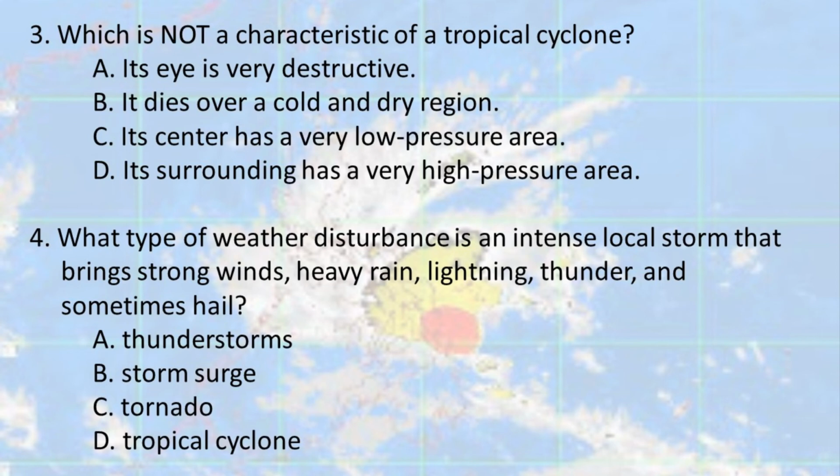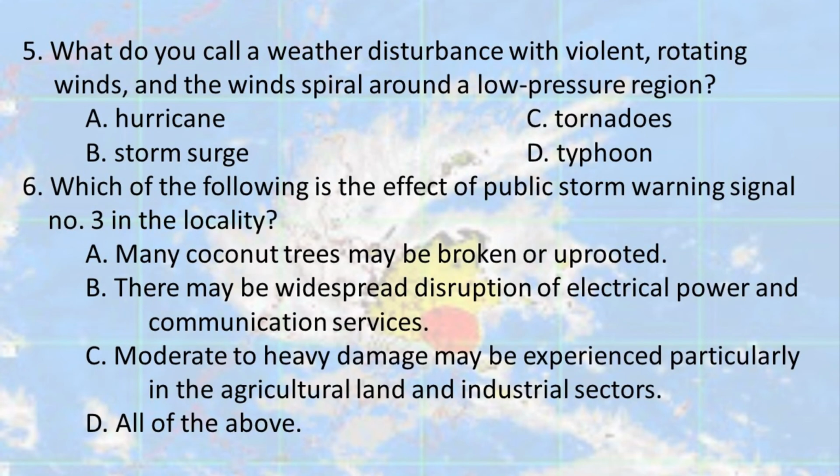4. What type of weather disturbance is an intense local storm that brings strong winds, heavy rain, lightning, thunder, and sometimes hail? A. Thunderstorms. B. Storm surge. C. Tornado. D. Tropical cyclone. 5. What do you call a weather disturbance with violent, rotating winds, and the winds spiral around a low-pressure region? A. Hurricane. B. Storm surge. C. Tornadoes. D. Typhoon.